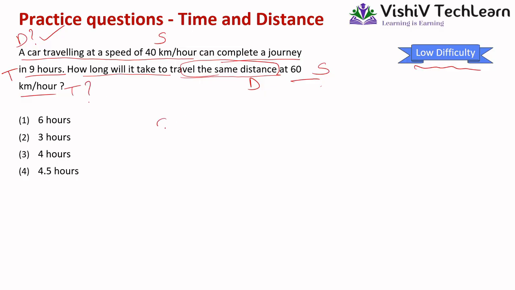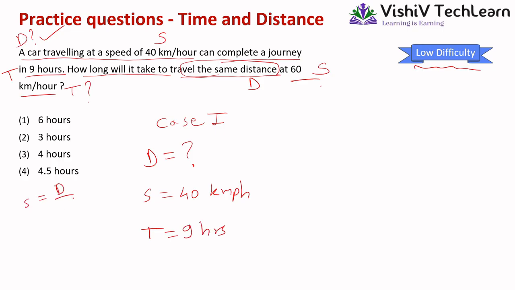So there are two cases, case 1 and case 2. Let's talk about case 1. In case 1, d is unknown, which we can write as a question mark. Speed is given as 40 km per hour, kmph I will write down, and time is given as 9 hours. So simply we can apply the formula: speed is equal to distance upon time. Speed is 40, distance we have to calculate, time is 9. So distance will be 9 4s are 36, so 360 kilometers is the distance.